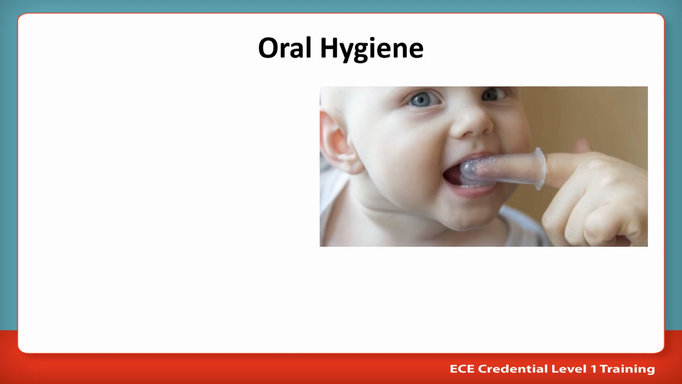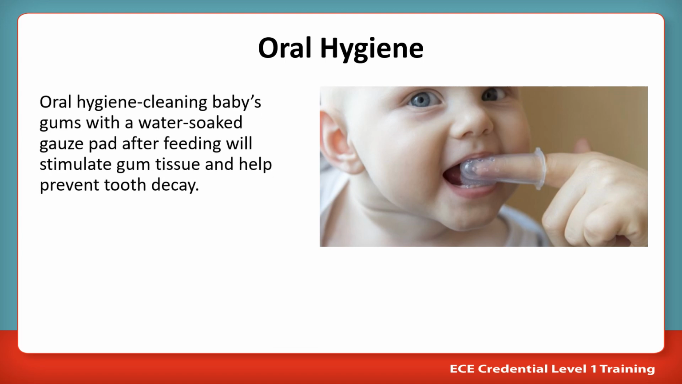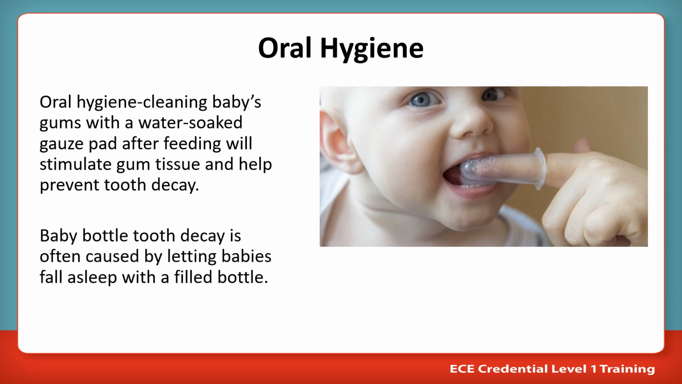After watching that video, you're going to learn about oral hygiene, what you can do to help a baby with their oral development. Oral hygiene is cleaning a baby's gums with a water-soaked gauze pad after feeding, and that's going to stimulate the gum tissue and help prevent tooth decay. Shown in the picture here is a little fingertip toothbrush that you can also use to keep baby's mouth clean after eating.